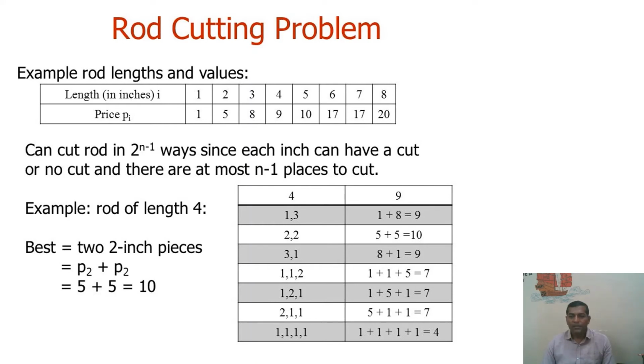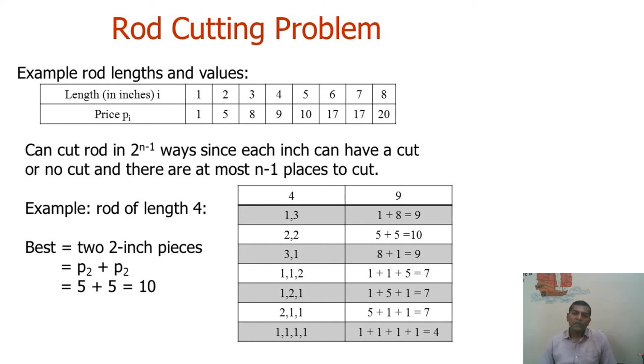So from this example, we can understand that any rod of length n can be cut in 2 to the power n minus 1 ways to find the maximum profit out of it. So this is what the example is.